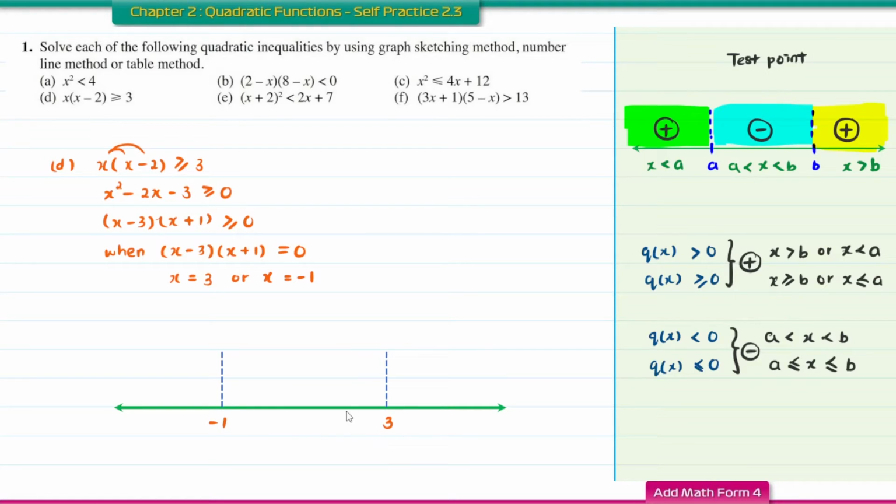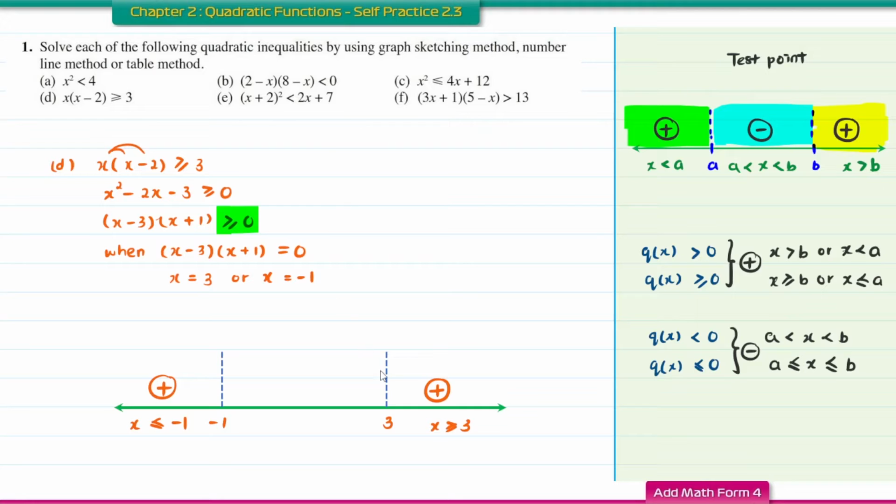So on the number line here, -1 will be on the left and the +3 will be on the right. For this quadratic inequality, it is greater than or equal to 0. Therefore, the solutions will be on the positive part, which will be on the region x greater than or equal to 3, and the other positive region will be x less than or equal to -1.